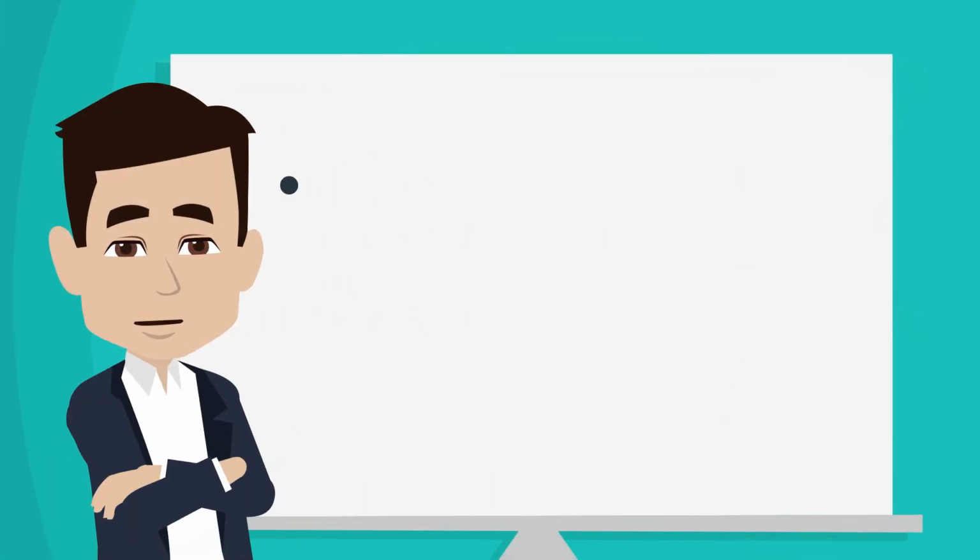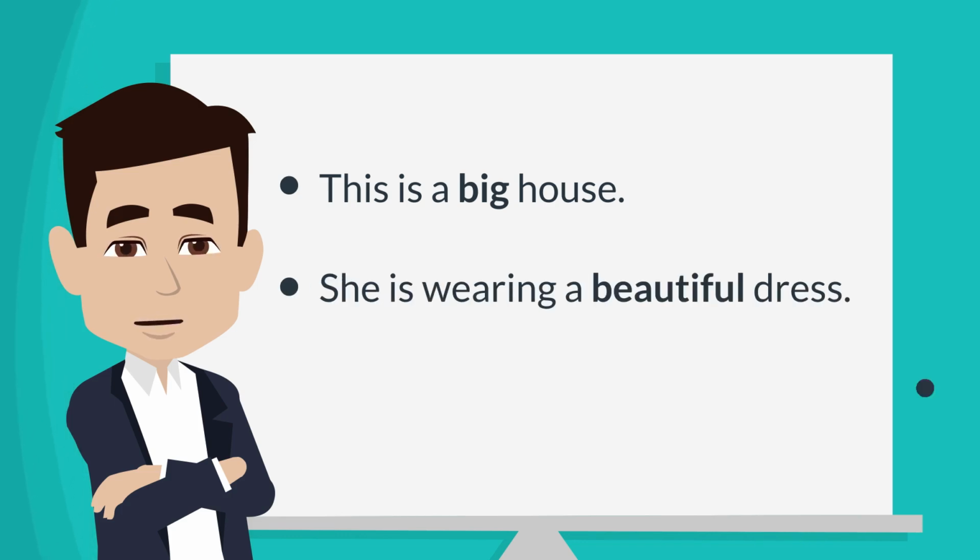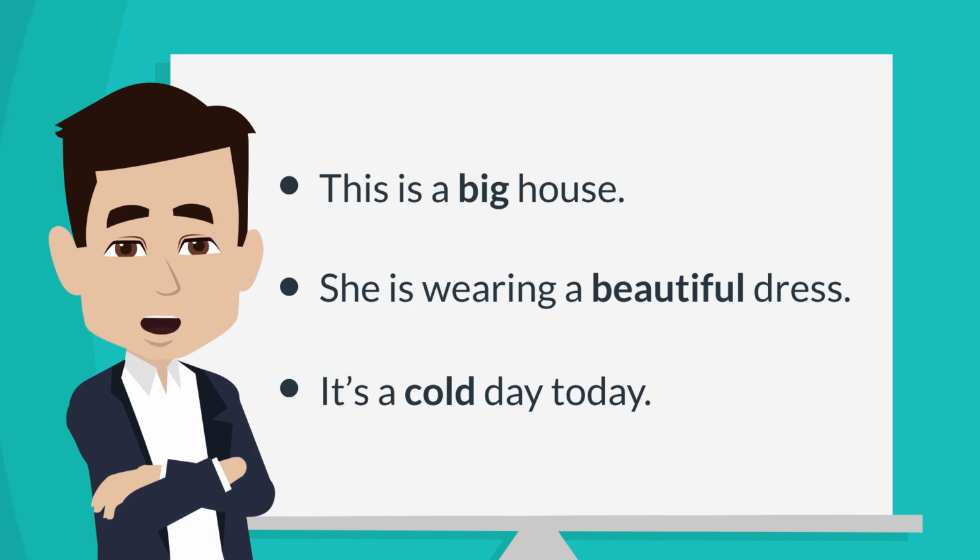For example, this is a big house. She is wearing a beautiful dress. It's a cold day today. In each sentence, the adjective tells us more about the noun.